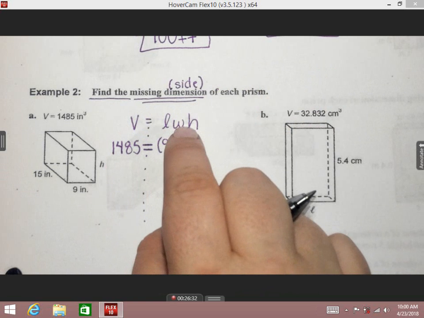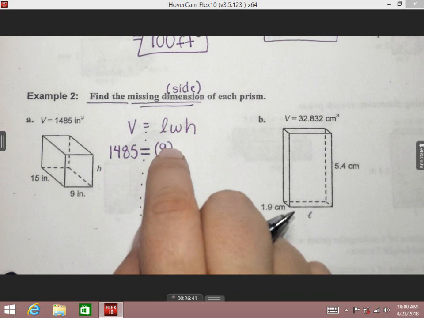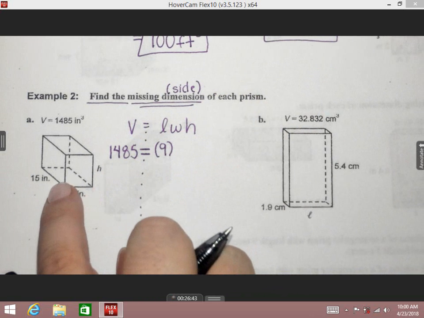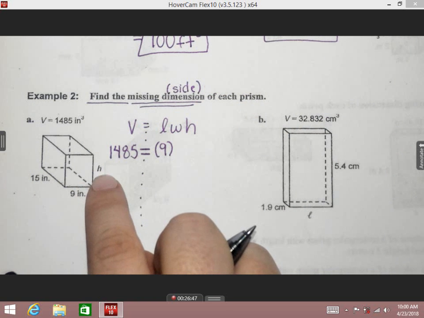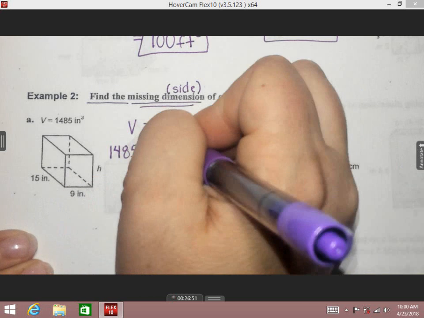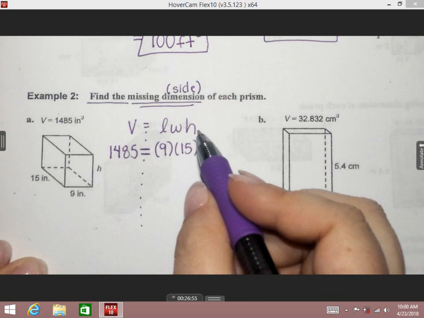Okay, so the next letter is W. What would be a good number for W? 15. If I use 9 as length, the only number left is 15. All right, why can't I use H as W? Like a totally different letter. That doesn't work. Okay. So we're going to use 15 as W. All right, and then we have H left.